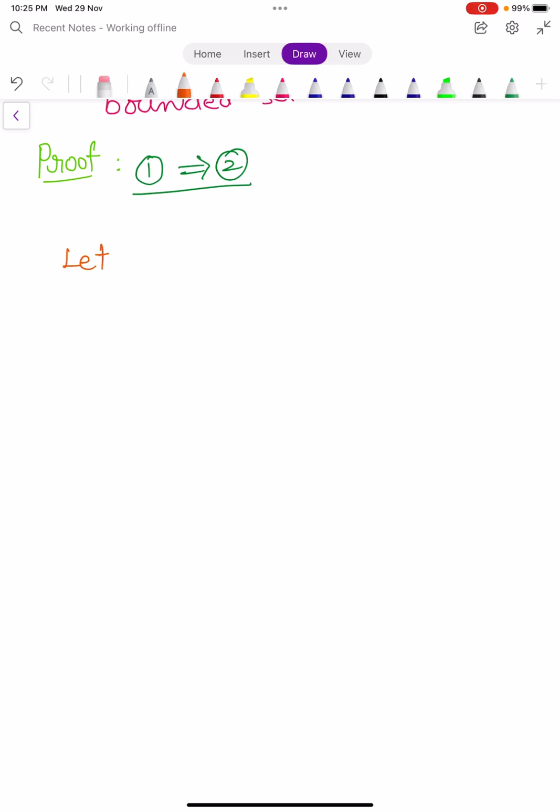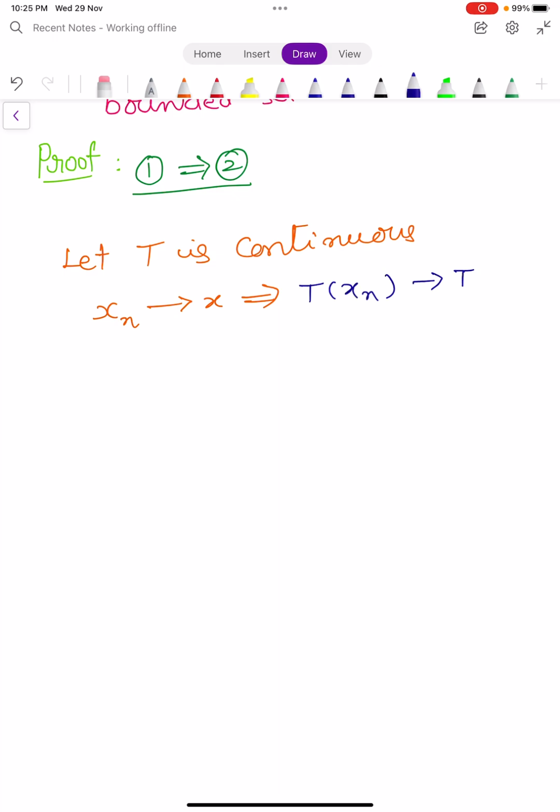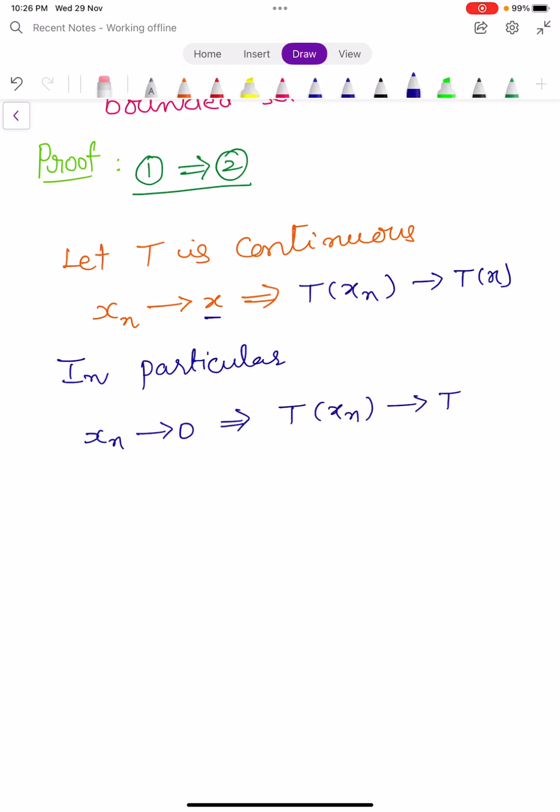Let us take capital T is continuous. Now we write the definition of continuous one. Xn converges to x implies T of xn converges to T of x. In particular, replace that x by 0. It means xn converges to 0, which implies T of xn converges to T of 0.